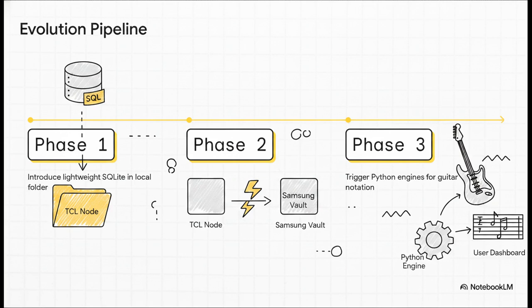Phase 2 is local network synthesis. This means fully automating the handshake, so the second a task passes that PIN challenge, the TCL node fires an internal asynchronous HTTP post payload straight over to the Samsung Vault to log it permanently. And Phase 3, man, this is the really fascinating part, audio automation UI. The end goal here is to build interfaces that literally trigger Python signal processing engines sitting over on the Dell laptop to analyze actual guitar audio and push automated tablature notation straight to the user dashboard.